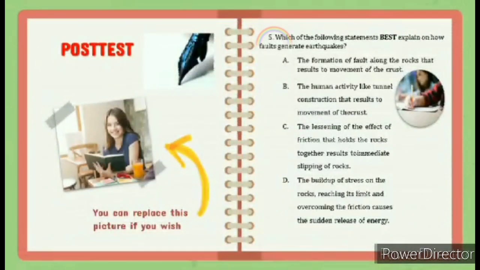And the last, number 5. Which of the following statements best explains how faults generate earthquakes? A. The formation of a fault along the rocks that results in movement of the crust. B. Human activity like tunnel construction that results in movement of the crust. C. The lessening of the effect of friction that holds the rocks together results in immediate sliding of rocks. Letter D. The buildup of stress on the rocks reaching its limit and overcoming the friction causes the sudden release of energy.